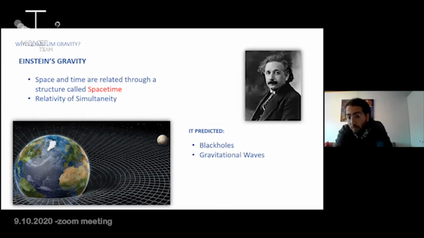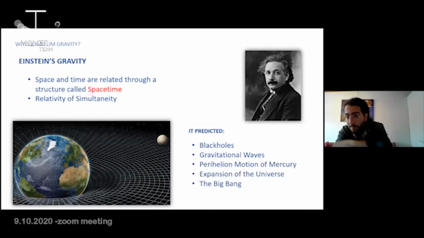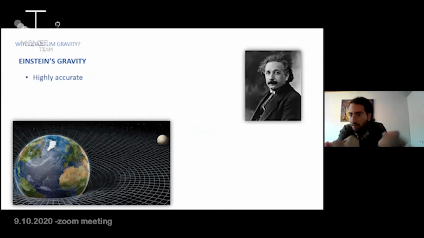We have found gravitational waves, which was another claim from the general theory of relativity. We, of course, proved perihelion motion of Mercury, expansion of the universe, even the Big Bang, et cetera. It had so many predictions. It was such a powerful theory. No matter if you know it's incorrect, it was highly accurate. It gave really good numbers for all our observations. It is falsifiable, which is something very important.